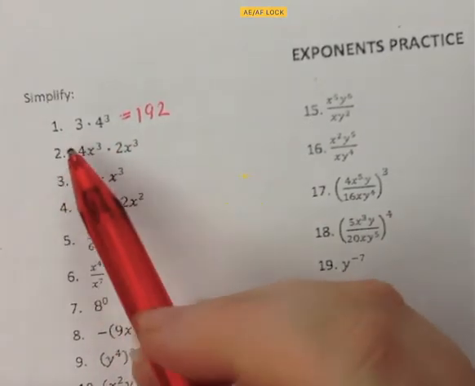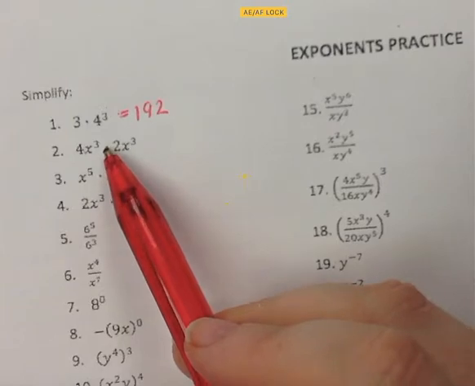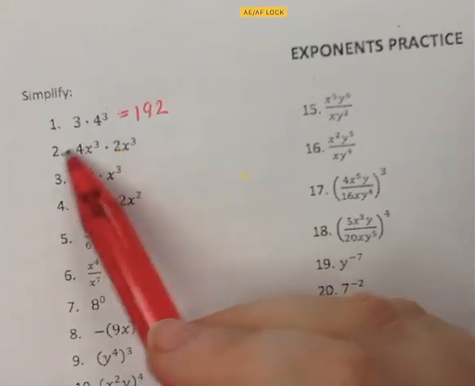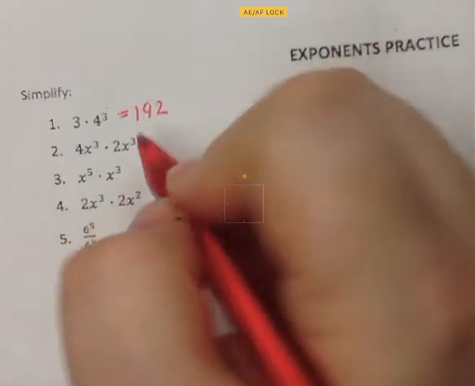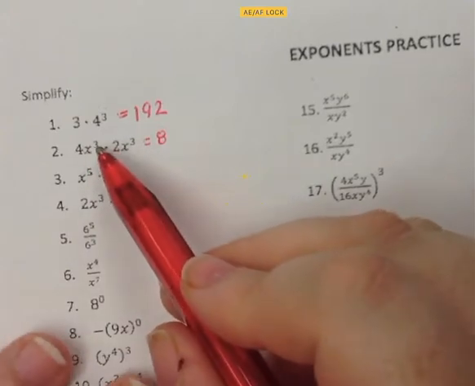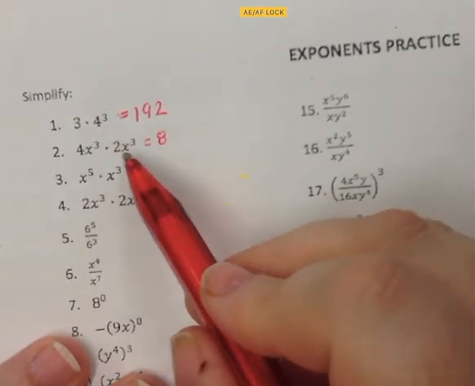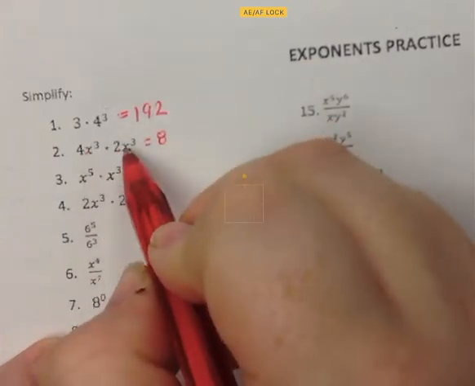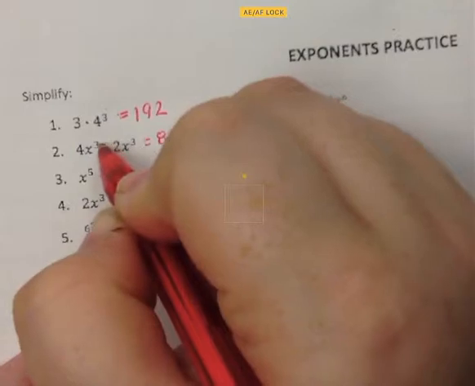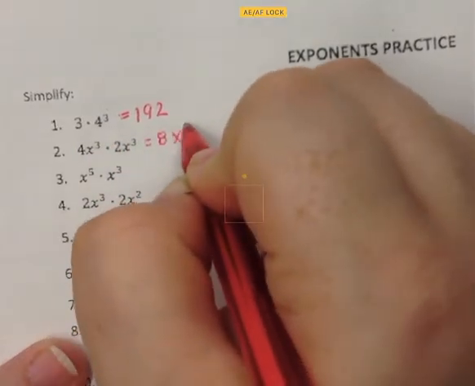Now, for example 2, we have numbers and letters. We're multiplying. So we have numbers, 4 times 2, you multiply numbers like normal. So 4 times 2 is equal to 8. But then we have the bases of x and x. Since they have the same base, we can add the exponents, because again, this is the product rule. X times x means we're going to add the exponents. So it'll be x raised to the 3 plus 3 is 6.